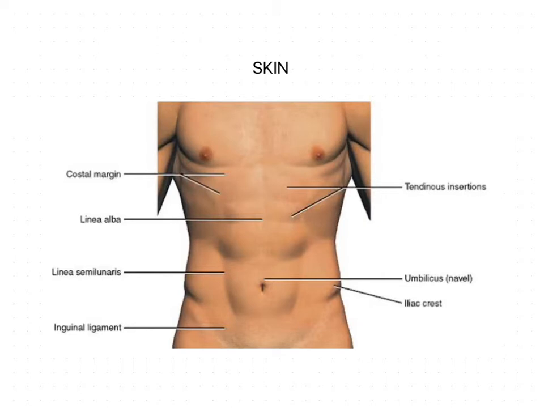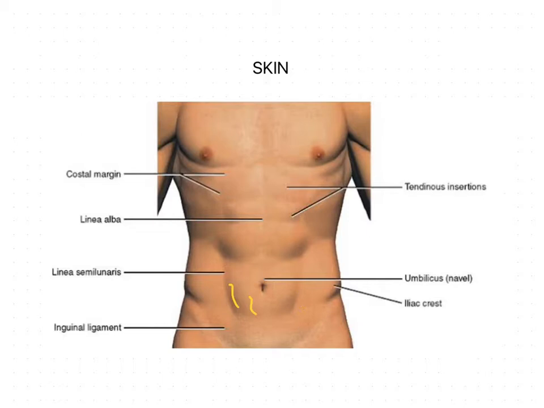This undue stretching may result in the formation of whitish streaks in the skin of the lower part of the anterior abdominal wall. Normally we call these stretch marks. They are commonly known as lineae albicans. So this is about the skin of the anterior abdominal wall.